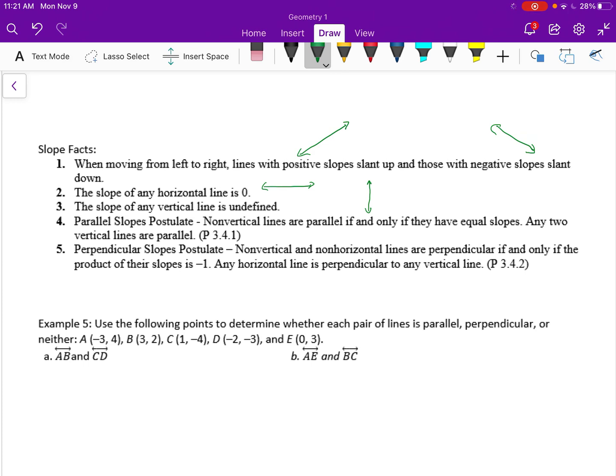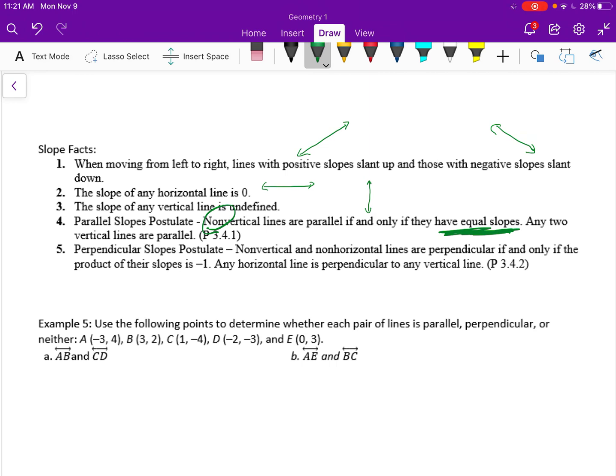Parallel slopes postulate. Non-vertical lines are parallel if and only if they have equal slopes. We will use that later, but we know that parallel lines have equal slopes, and that it did discount non-vertical because they have an undefined slope, but it says in this next sentence, any 2 vertical lines are parallel.